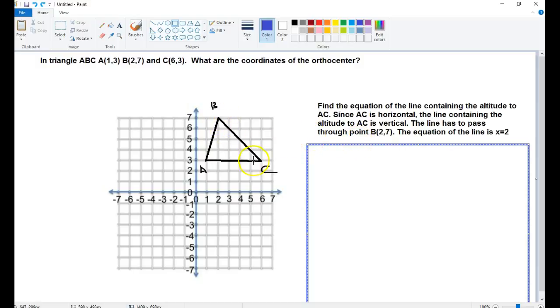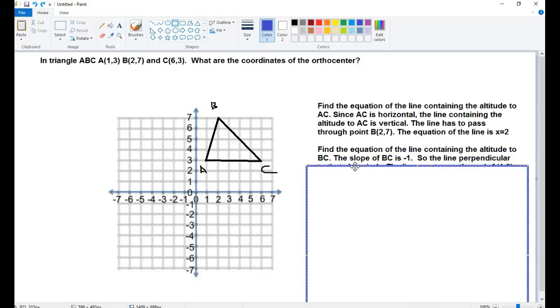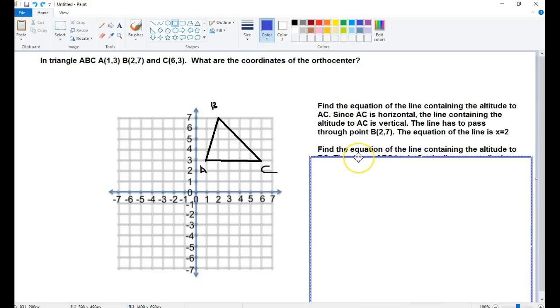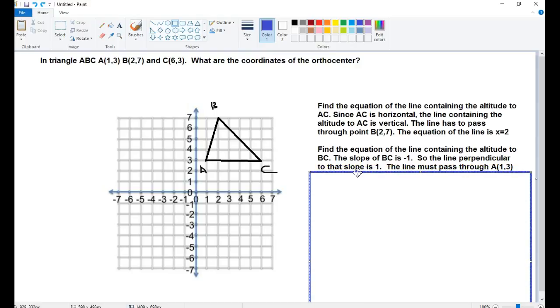Next, I have to find another one. I'm going to choose BC. So I have to find a line that's perpendicular to BC first. So first I need to find the slope of BC. I can take a look by just looking at it, or I can do the equation, but I did the equation already here. The slope of BC is -1. So the slope of the line perpendicular to that is 1. And I know the line must pass through this point A, (1, 3), because A is opposite of BC.